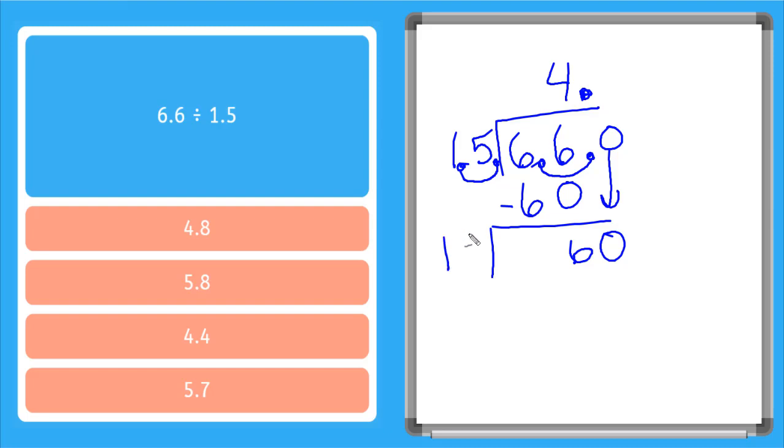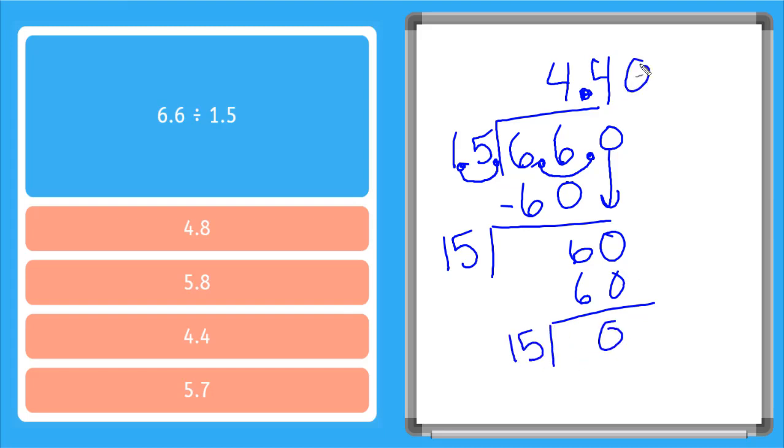And now I'm going to say, how many times does 15 go into 60? Well, I just did that one here, so that's also a 4. 4 times 15 is 60. I get a 0 there. And then I know 15 goes into 0 zero times, so my answer is 4.4, which is right there. Nice work. Let's do one more together and then you get to try them on your own.